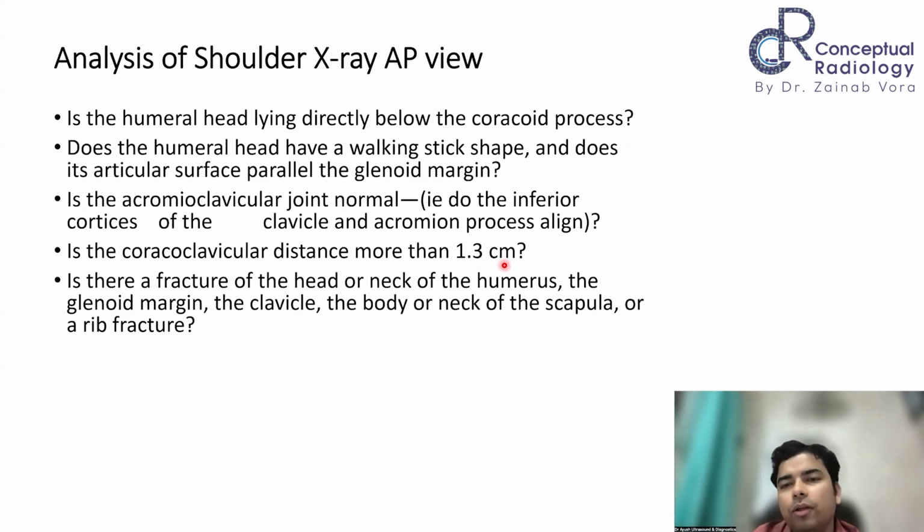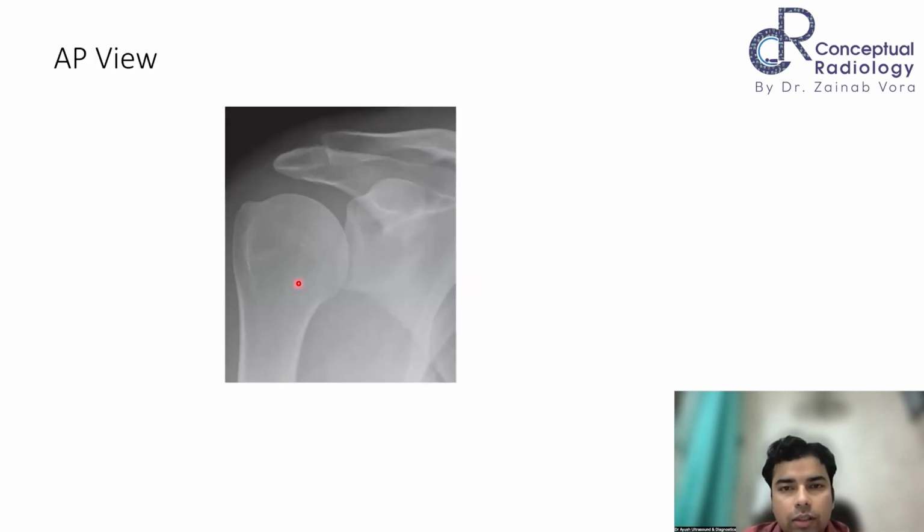If it is more than 1.3 centimeters, that means there is an injury or rupture of the coracoclavicular ligaments. So that's why the distance has increased. Then after these first 4 questions, you should look for fractures of the head, neck of humerus, the glenoid margin, the clavicle, the body or the neck of scapula, or a rib fracture. Okay. So this is a normal X-ray.